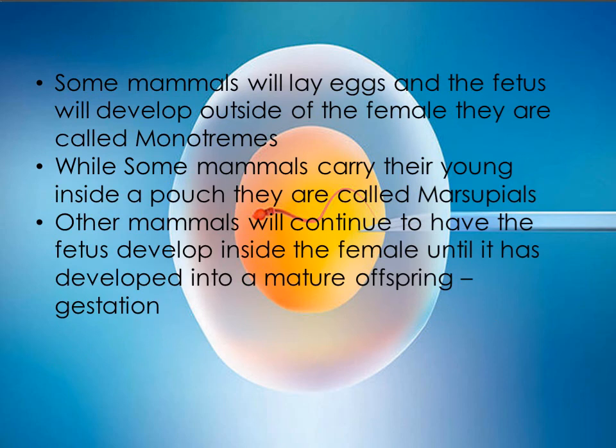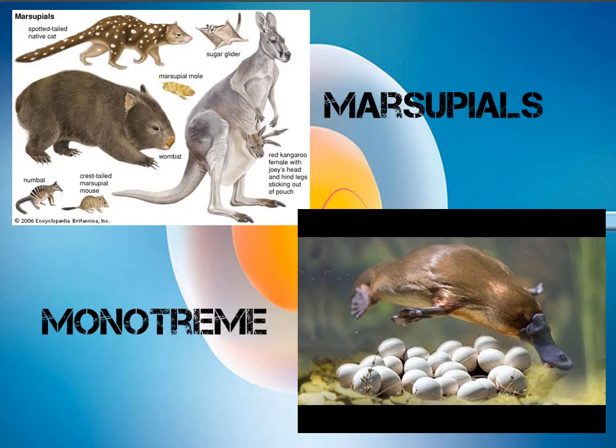So, some animals will lay eggs and the fetus will develop outside of the female. They are called monotremes. While some mammals carry their young inside a pouch, they are called marsupials. Other mammals will continue to have the fetus develop inside the female until it has developed into a mature offspring via gestation.